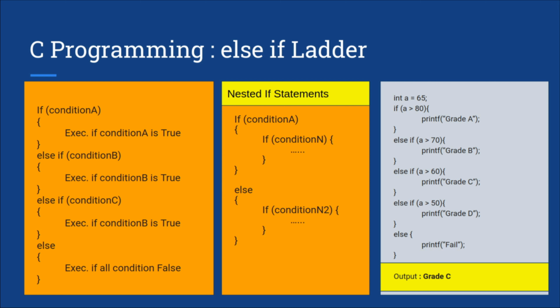So in an if else or else if ladder, only one block will be executed at any point of time. You cannot execute two blocks. Only the block where the condition is true will be executed. Otherwise, if all conditions are false, then the else block will execute. So that's the reason we will get C. Why C? Because 65 is greater than 60, right?